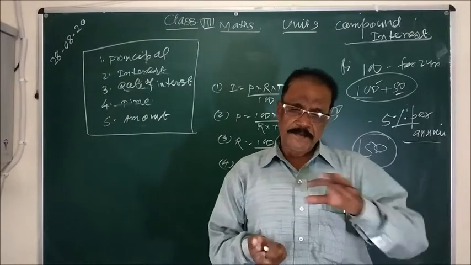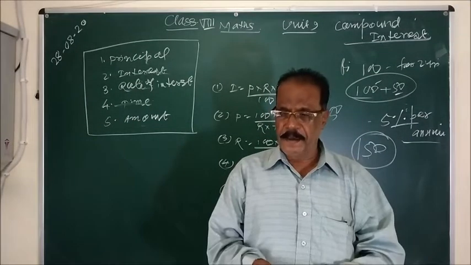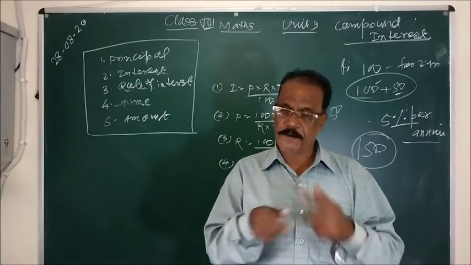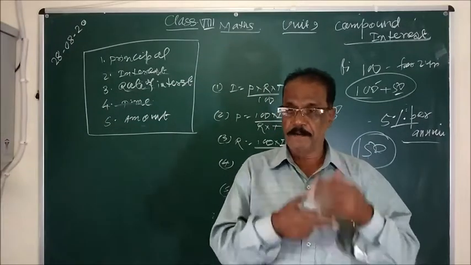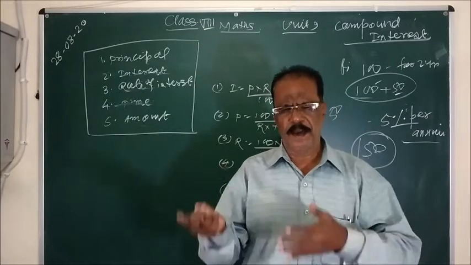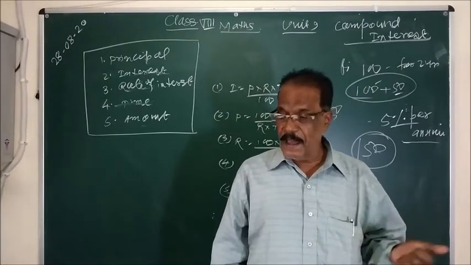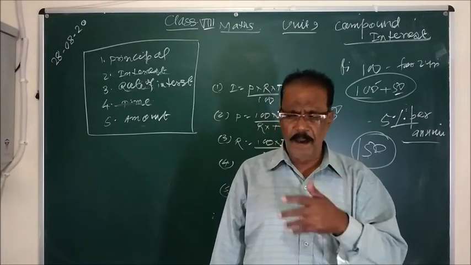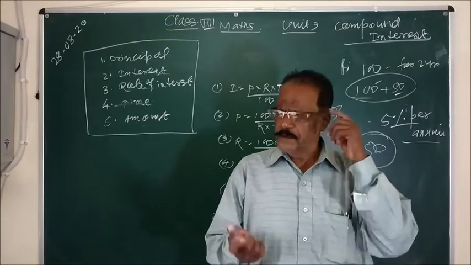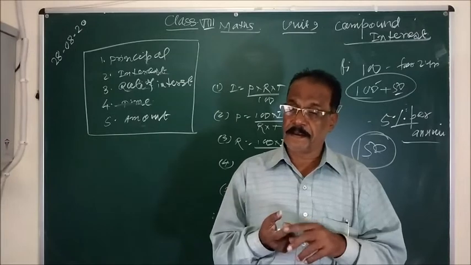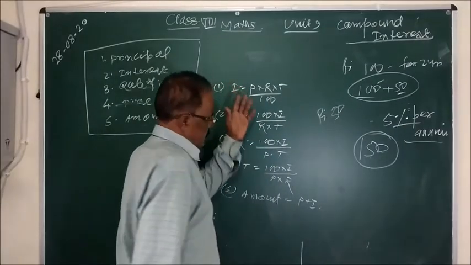So what is the difference between simple interest and compound interest? The difference is that in simple interest, the interest is calculated for the time for which money is borrowed, and that principal does not change. That principal remains the same for 2 years or 3 years or 4 years or 5 years, whatever. But in compound interest, the interest is added either annually or after 6 months or after 3 months, that is decided. So in banks also the interest is given as compound interest.